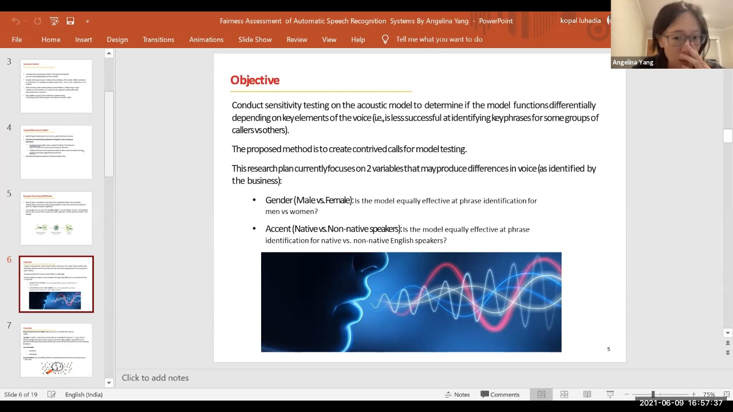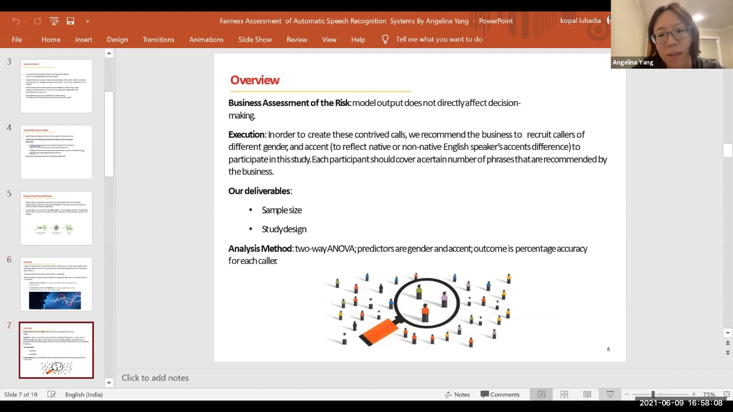Another point I want to make here is why did we go with contrived calls? The reason is, we also considered production calls, but it's a lot easier for us to have volunteers participating in this study to volunteer their demographic information anonymously regarding their gender and accent. We were also able to create some test scripts to incorporate relevant key phrases.